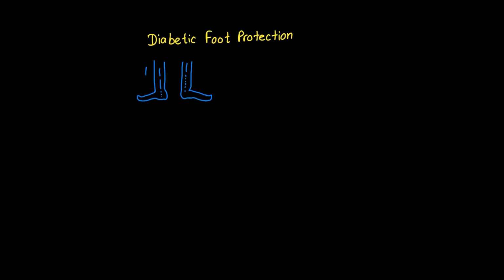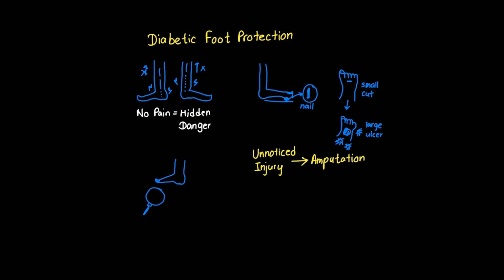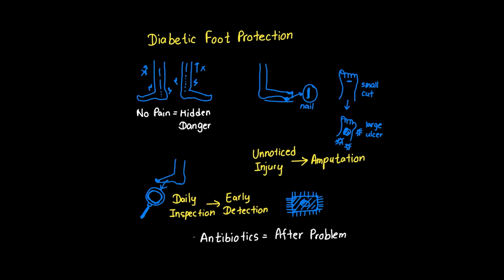Diabetic neuropathy damages sensory nerves in the feet, eliminating pain signals that normally alert us to injuries. A diabetic patient can step on a nail, develop a blister, or get a cut without feeling anything. These unnoticed injuries become infected, progressing to deep ulcers and osteomyelitis. By the time the patient notices, amputation may be necessary. Daily visual inspection catches injuries when they're still minor and treatable. Antibiotics treat existing infections but don't prevent new injuries.